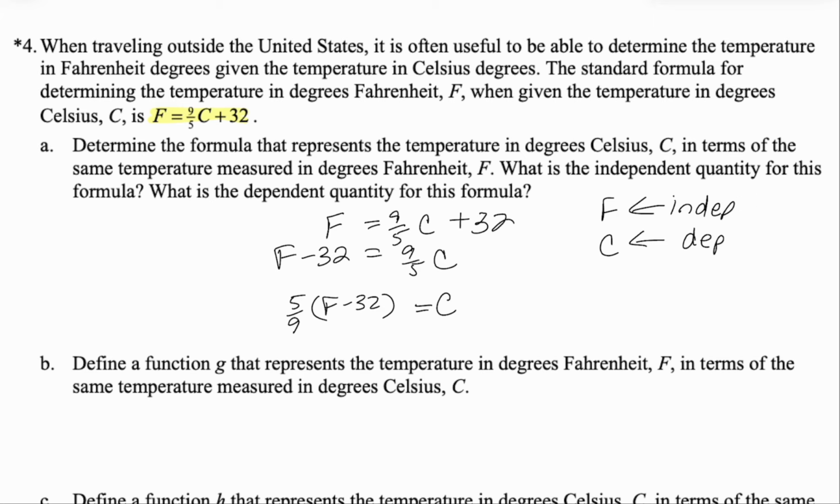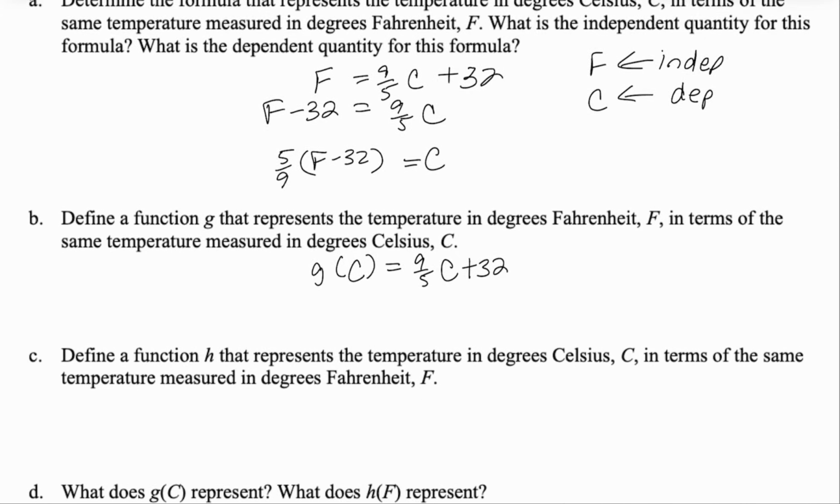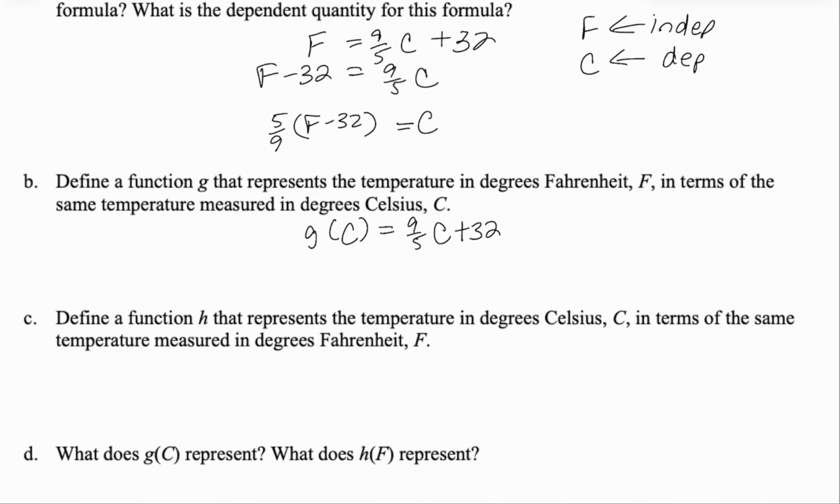So let's define a function g that represents the temperature in Fahrenheit degrees in terms of the same temperature measured in Celsius. So our original function is g of c, and that's just the one they gave us to start with, 9/5 c plus 32. And h, we're going to plug in f's this time, and that's the formula we found right here. So it'd be 5/9 f minus 32.